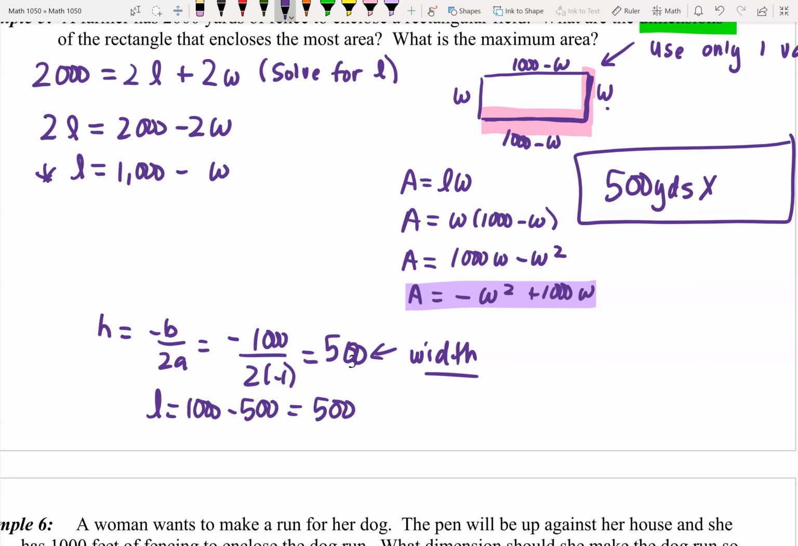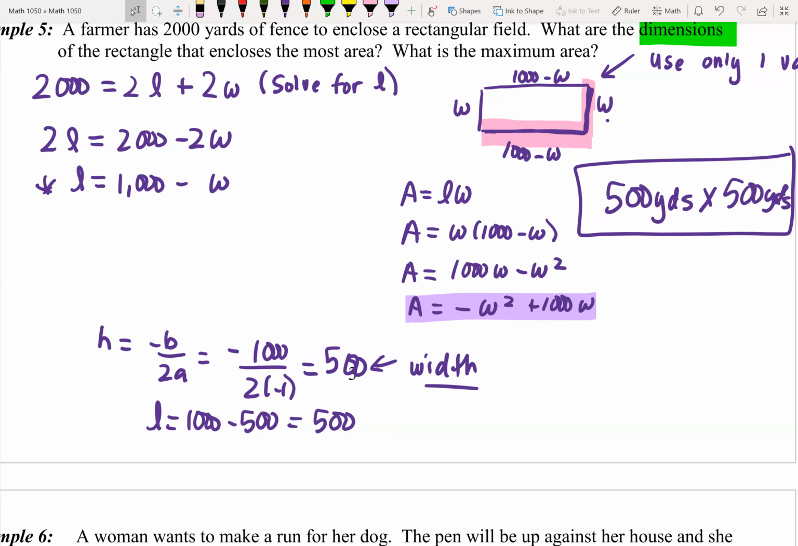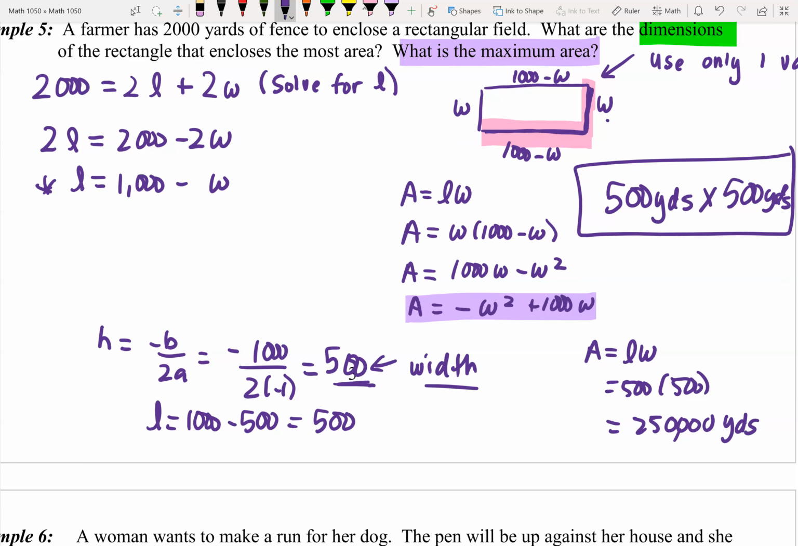Read the next question. What is the maximum area? Okay, you have 2 ways to do this. You can take your x-coordinate of the vertex and plug it back in, and that gives you your area. I wouldn't do that. I already know the length and the width. So I'd say area is length times width, which is 500 times 500, which is a 25 with 4 zeros, so that's 250,000. And that's an area, so my label would be yards squared, and I'm done with the problem, okay?